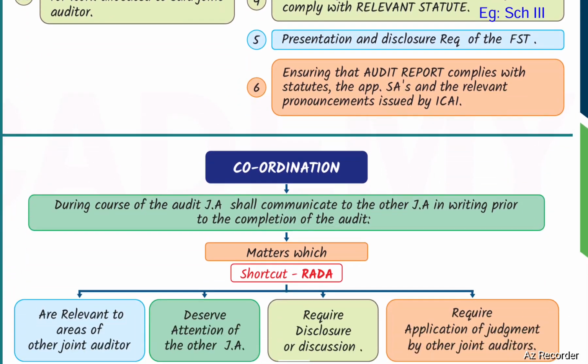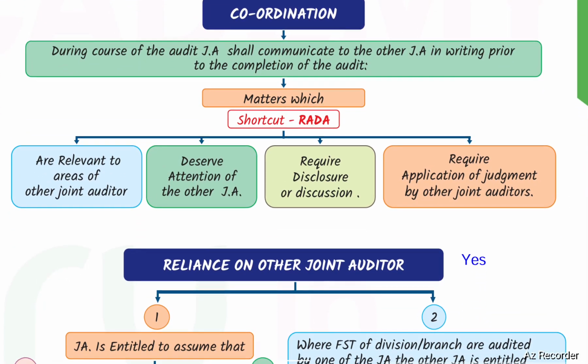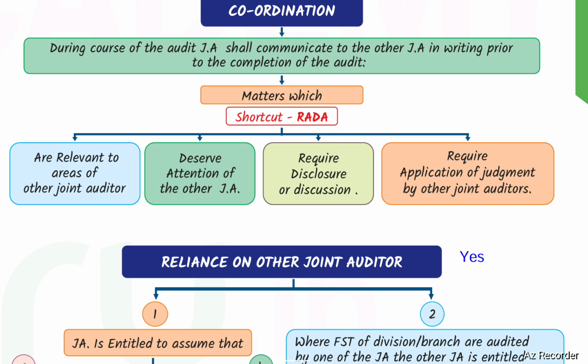Next, coordination. During the course of the audit, joint auditors shall communicate to the other joint auditors in writing prior to completion of the audit matters which are relevant to areas of other joint auditors, deserve attention of other joint auditors, require disclosure or discussion, or require application of judgment by other joint auditors. These will be discussed by all the joint auditors.